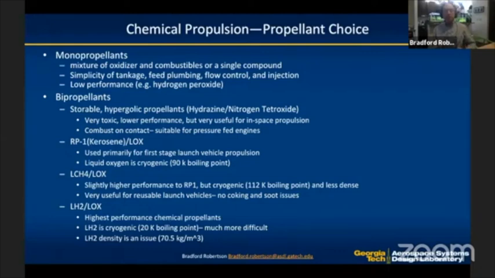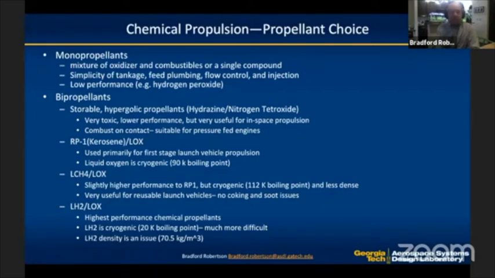Most everything that you use for main propulsion to do the majority of that delta V is going to be a bipropellant engine. For a lot of what was used in the Apollo program, you have some storable hypergolic propellants, such as hydrazine and nitrogen tetroxide. Those are very toxic, lower performance, but very useful for in-space propulsion, because they combust on contact. So I can just put in a pressure-fed engine, open some valves, and I have thrust.